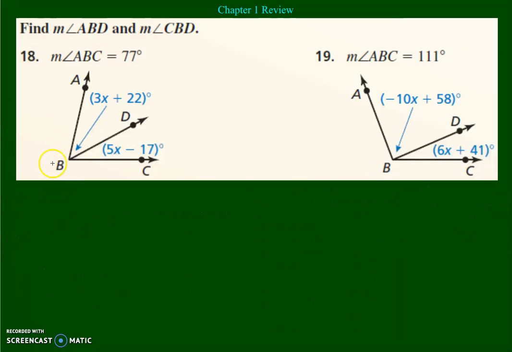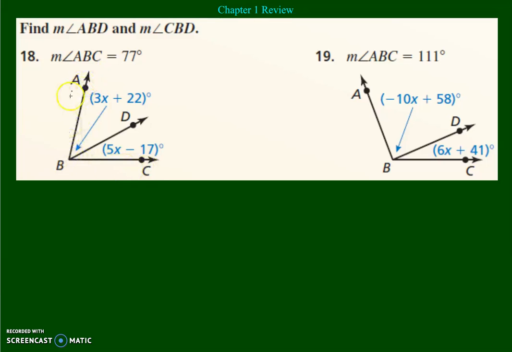In problem 18, we're working with some angles. So here it says, find the measure of angle ABD and the measure of angle CBD. So here we have ABC is broken up by our ray BD. Angle ABD is 3x plus 22. DBC is 5x minus 17. And it tells us the entire measure of angle ABC is 77.